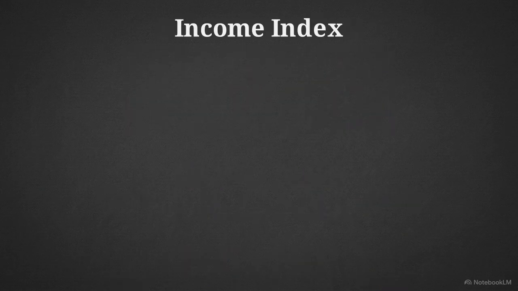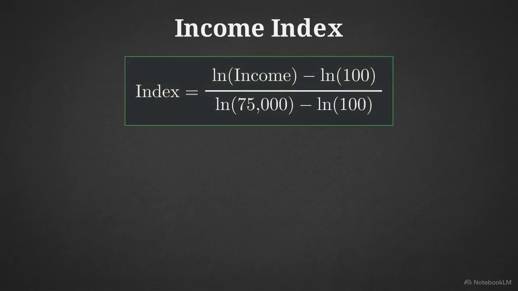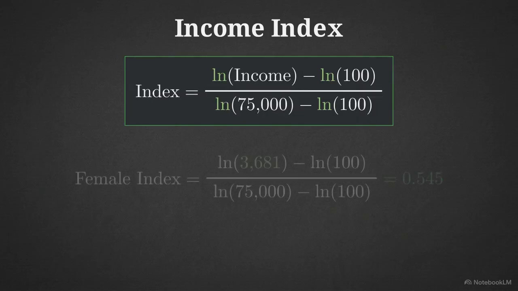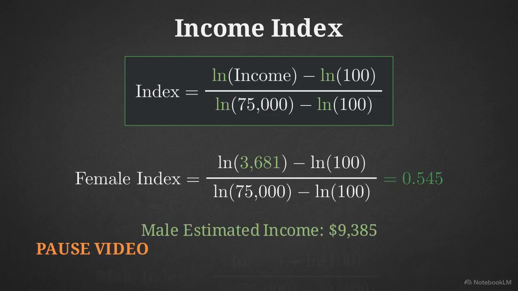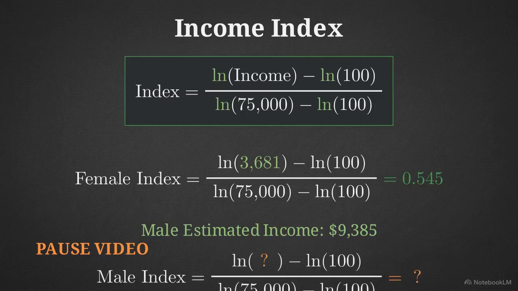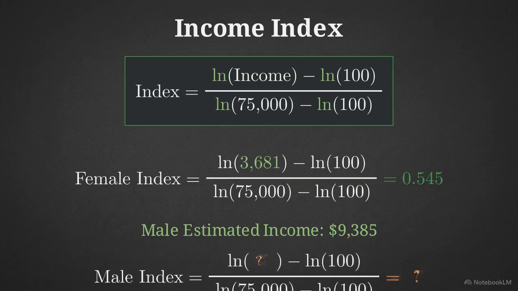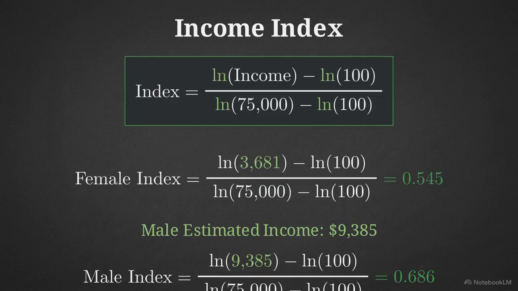Now we return to the estimated earned incomes we calculated earlier. This formula uses the natural logarithm. We apply logarithms here to account for the diminishing returns on human development as wealth increases. Running the female estimated income of $3,681 through the natural log formula gives us a final female income index of 0.545. Pause the video here. Using this established formula, calculate the male income index using the male estimated income of $9,385. Plugging the male income into the exact same logarithmic formula gives us 0.686.